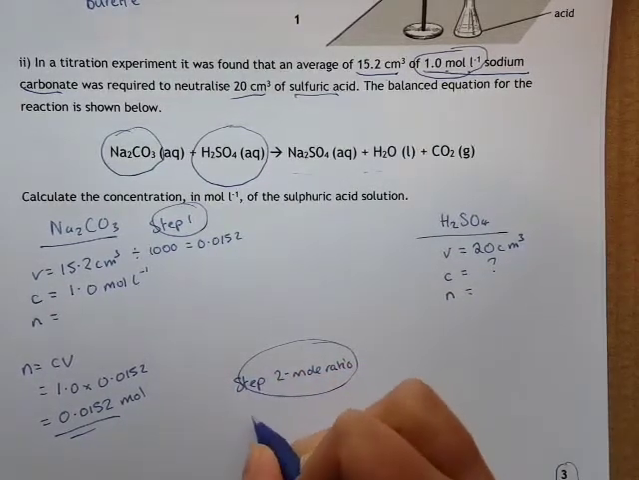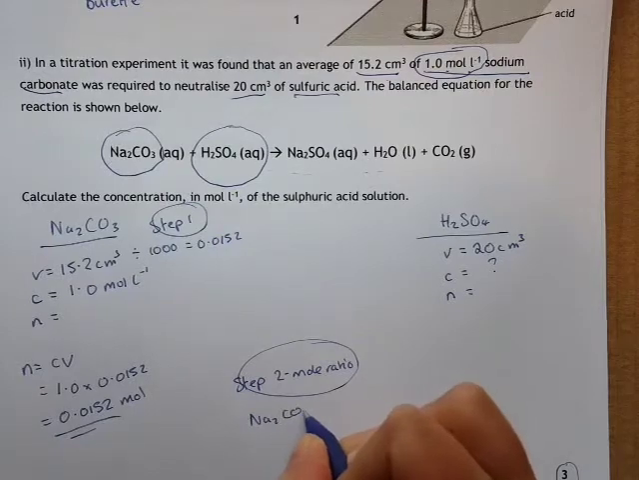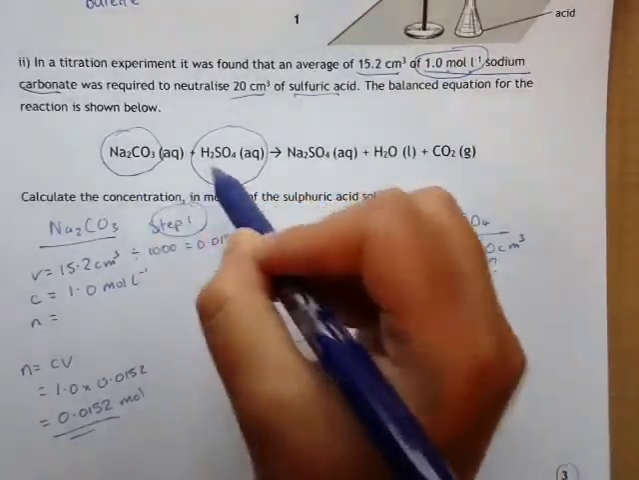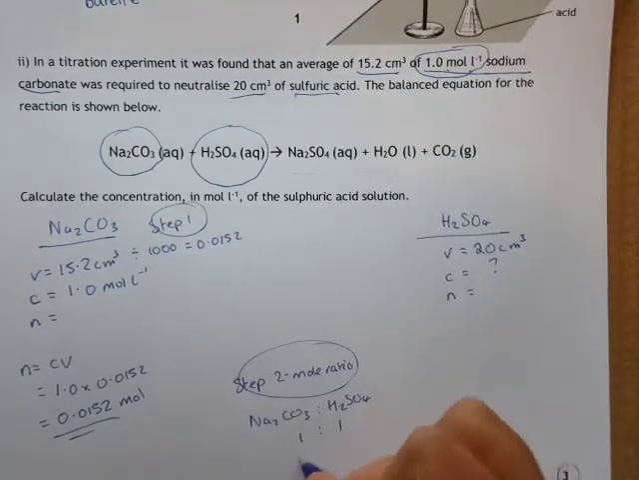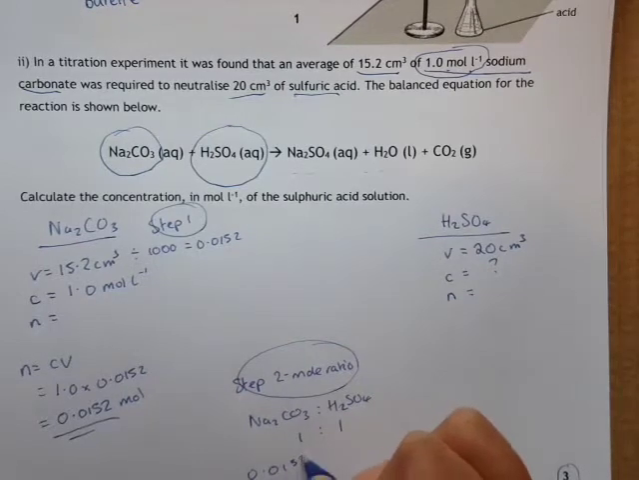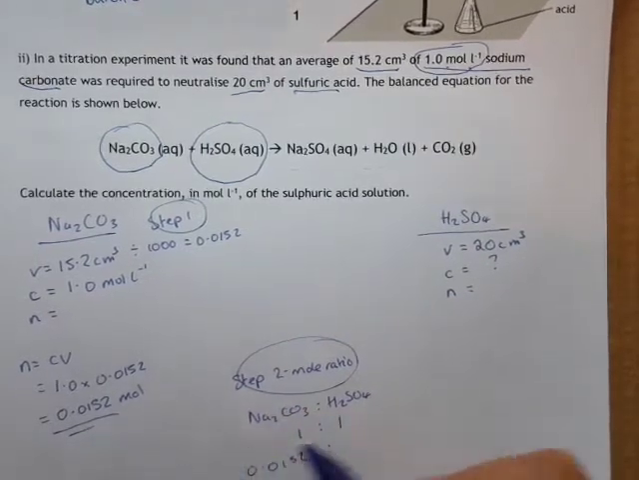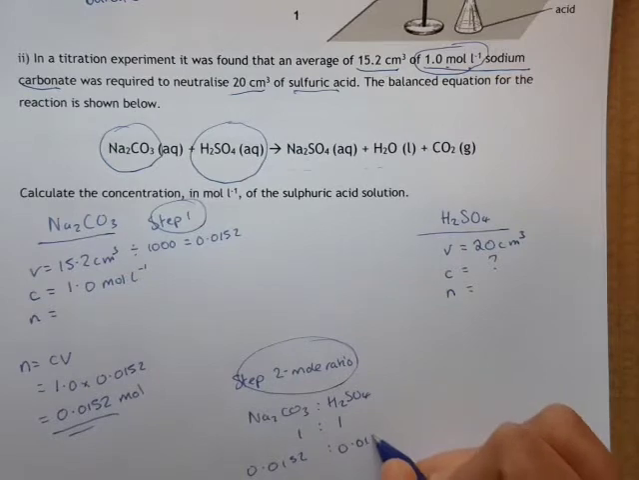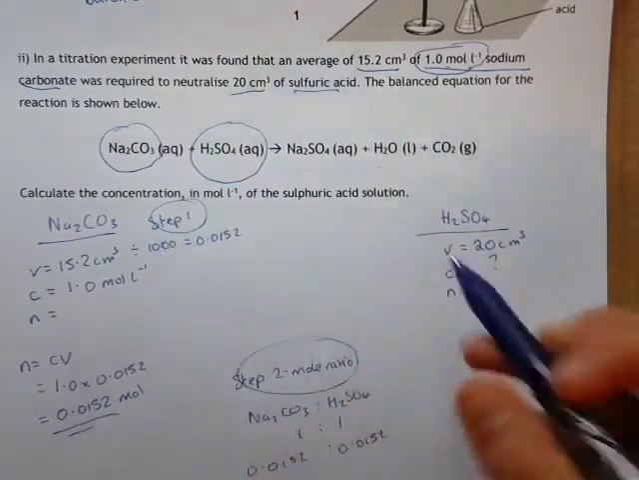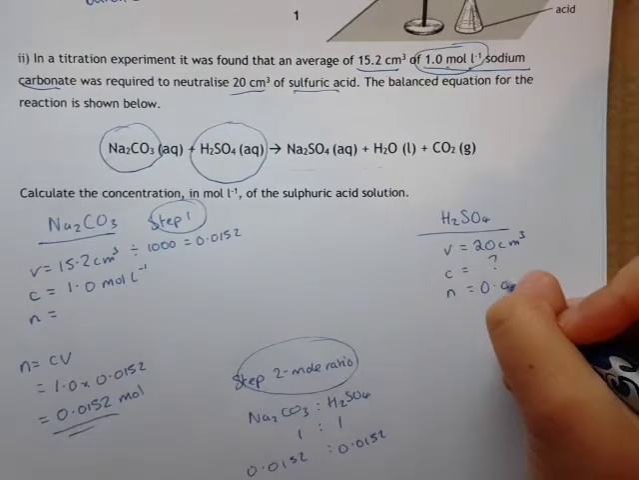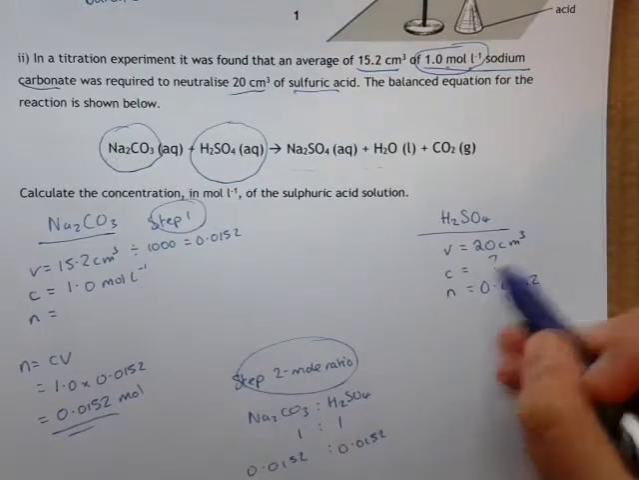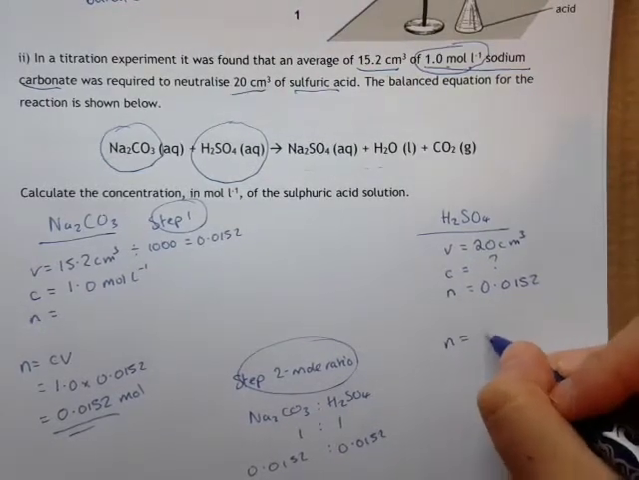Okay, so our mole ratio is for sodium carbonate to sulfuric acid. Well, if we look at the balanced equation, there's no numbers in front, so it's just a 1-to-1 ratio. So if we have 0.0152 moles of sodium carbonate, we're going to also have 0.0152 moles of sulfuric acid in this reaction. So we can substitute in the number of moles, 0.0152, and that then gives us enough information to calculate the concentration. So n equals CV.